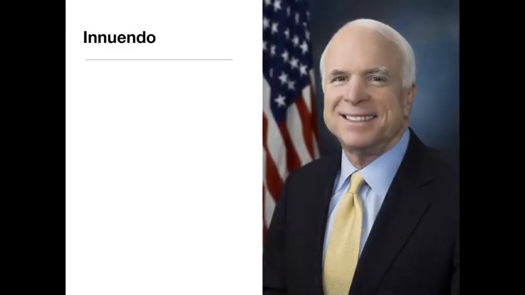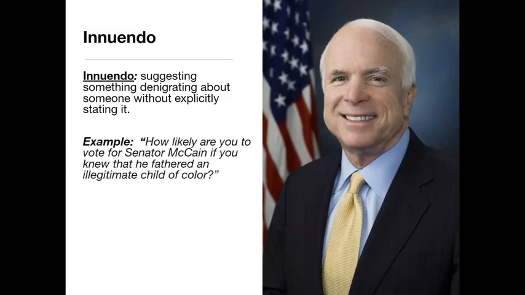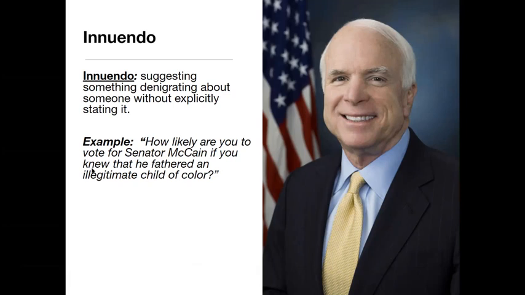So the book mentions an actual very famous case. This is the late senator from Arizona, John McCain. The book mentions, I believe, a case from about 20 years ago, in 2000, when John McCain was running for president against George W. Bush in the Republican primary. They were making calls to voters, the Bush campaign, and they would ask very loaded questions that seemed to suggest things without explicitly stating it. A question, I think, was like, how likely are you to vote for Senator McCain if you knew that he fathered an illegitimate child of color?